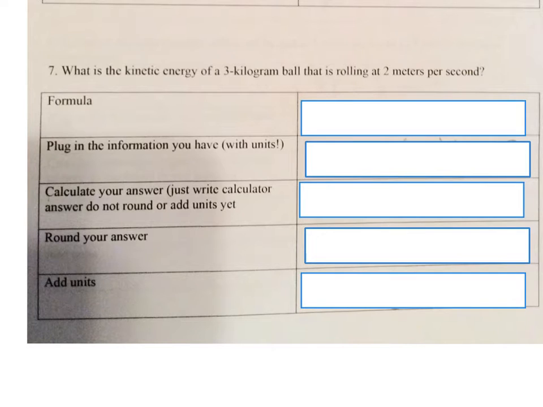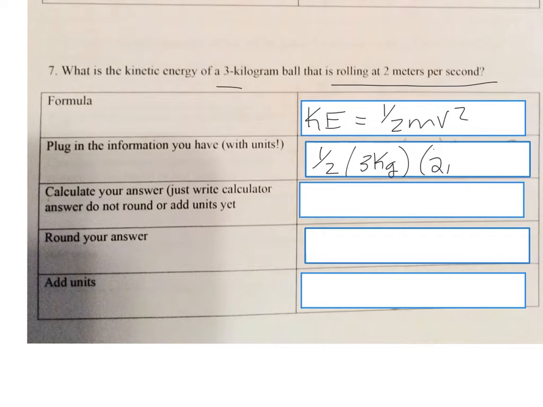Okay, in this one, they just flat out told us that we're dealing with kinetic energy, which is nice. So we have kinetic energy is equal to 1/2 the mass times the velocity squared. Our velocity and mass are given to us, so our mass is 3 kilograms. And our velocity, you had to recognize it. It's telling you it's rolling at 2 meters per second, which we write like this. And that 2 has to be squared.